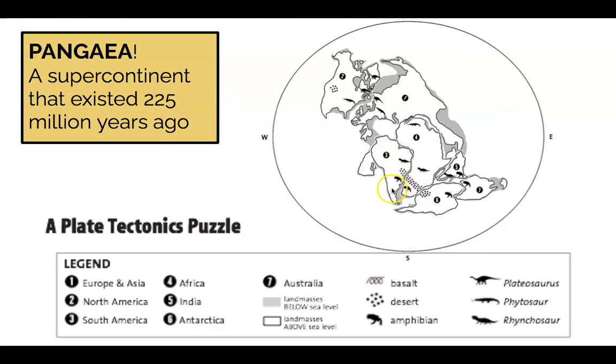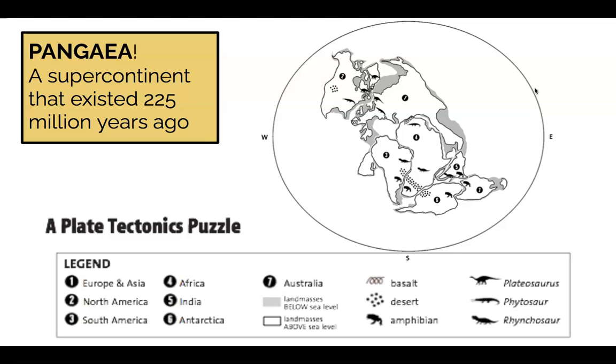My guess is that you were able to put South America and Africa together, and maybe you got Asia up here. I'm not too sure. But this is what Pangaea looked like. Pangaea was a supercontinent that the theory of continental drift tells us existed about 225 million years ago.